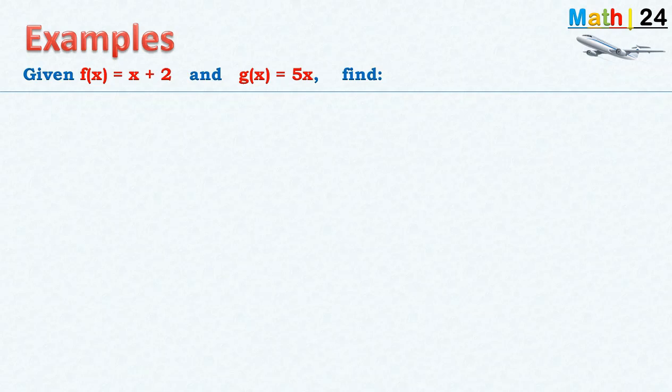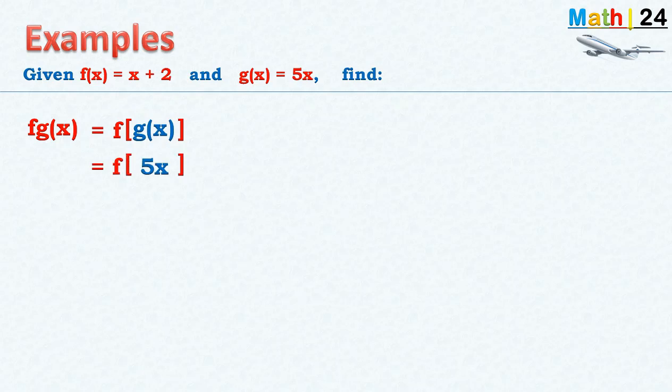We are given the following functions: F of X equals X plus 2 and G of X equals 5X. Find F of G of X. So F of G of X is equal to F, where X is replaced by G of X. But I know the value of G of X to be equal to 5X, so I'm going to replace G of X in that function by 5X, and this becomes F of 5X. So I'll now go to the function F and replace X by 5X. So my X now becomes 5X, and I continue with plus 2. So this gives me F of G of X equals 5X plus 2.